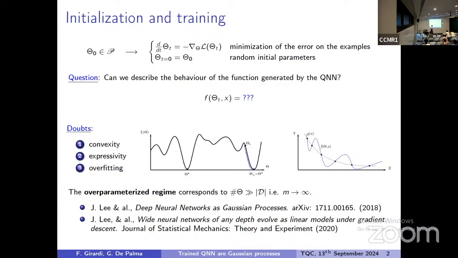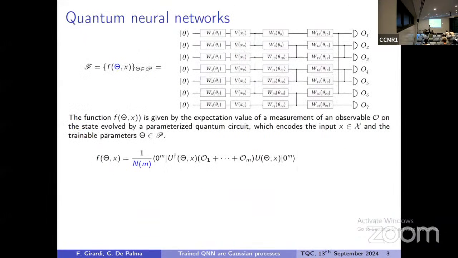So in the classical setting, this regime, the over-parameterized regime, so the regime in which the number of parameters is way larger than the number of examples, turned out to be somehow successful. And these two papers provided the first mathematically rigorous explanation why this is an interesting regime. And so what we want to do is to try to answer this question in the perspective of the over-parameterized regime. So let me now define the model that we are going to consider.